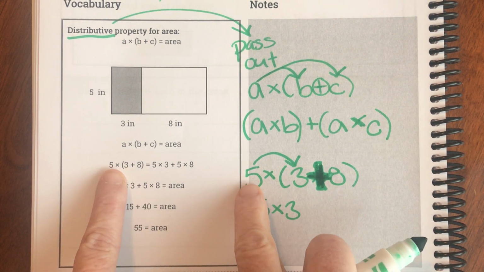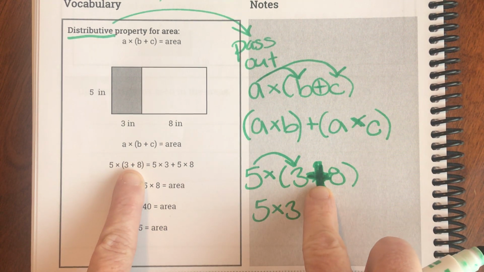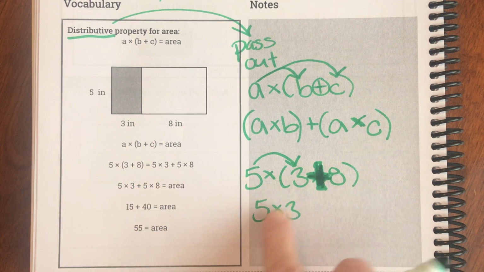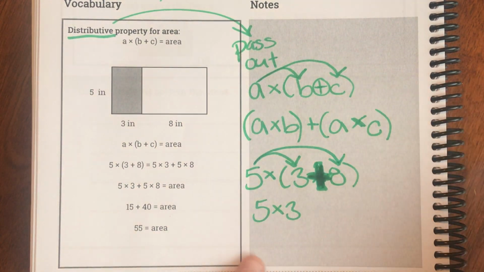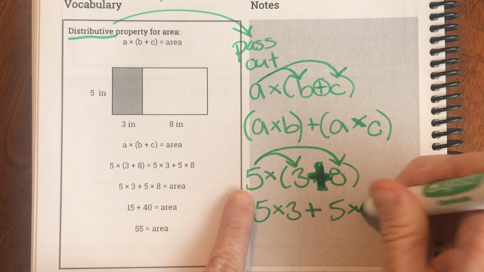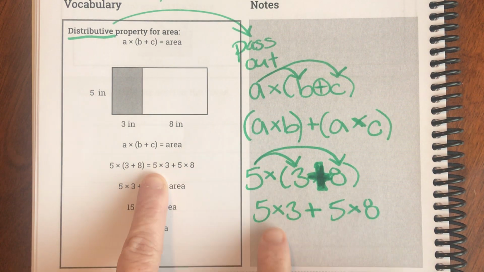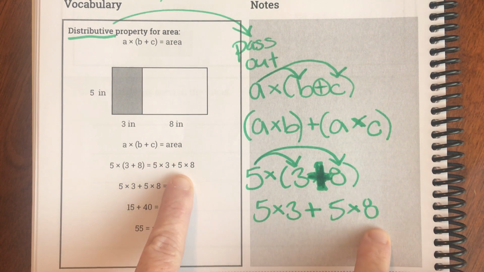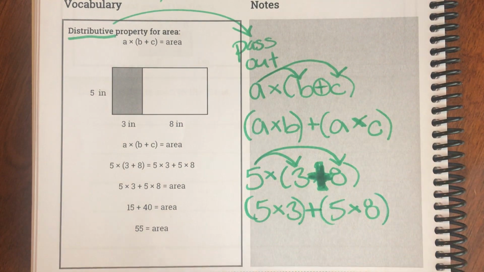So I multiplied 5 times 3, plus, okay, now I'm going to distribute or pass out my 5 to my 8. So I have 5 times 8. And that is how they got this answer here: 5 times 3 plus 5 times 8. And again, sometimes they put the parentheses and sometimes they don't. So today that's what we're going to be practicing with our area.